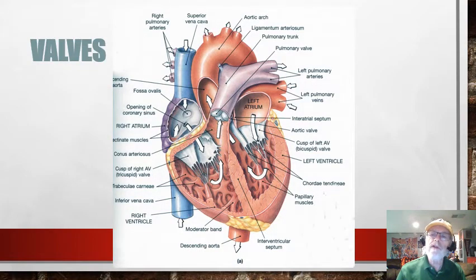And again, here are the valves. We see all the valves here. I'm going to outline them for you where they are. There's my tricuspid valve between the right atrium and the right ventricle. There's my bicuspid mitral valve between the left atrium and the left ventricle. There's the pulmonary valve from the right ventricle to the pulmonary artery, and then deep down inside there, underneath there, would be my aortic valve from the left ventricle to the aorta.